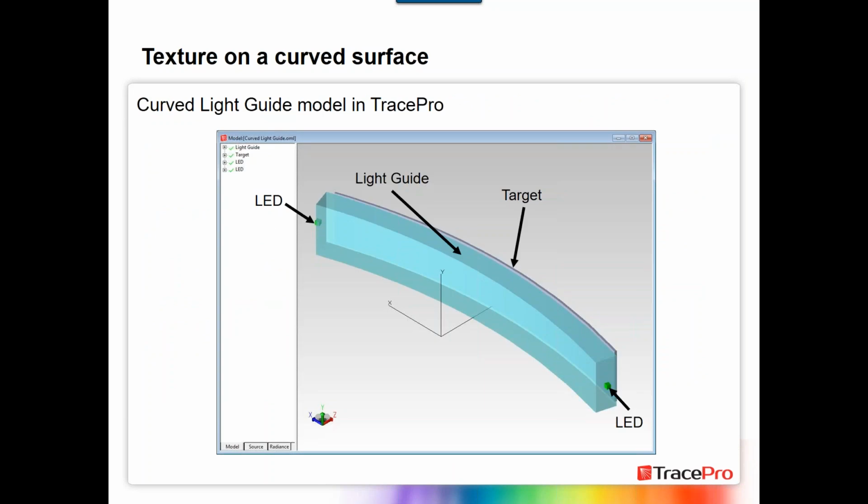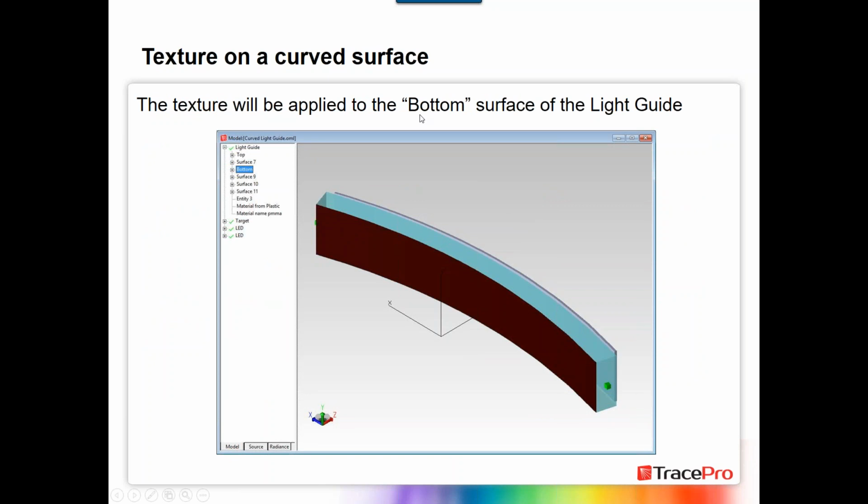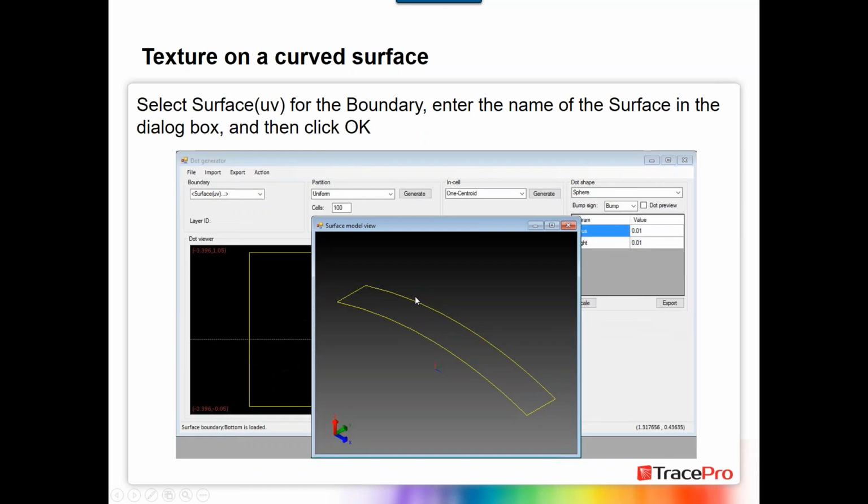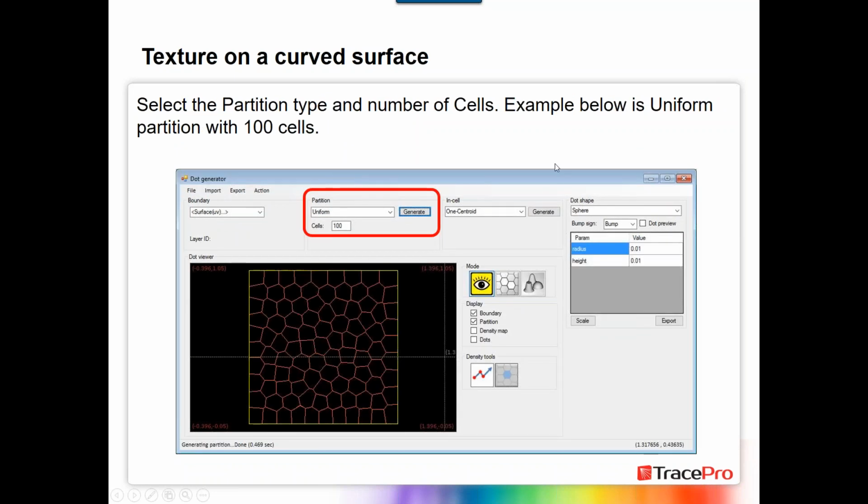So here's a quick example of setting that up. Here's a curved light guide, the light guide target LED. We're going to apply the texture to the bottom of the light guide. And the way I do that is I come in on boundary and I select surface UV. Enter the name of the surface, bottom, and then click OK. Here's that surface in the surface model view window that opens up. I can then partition that surface. In this case, it's 100 cells, uniform distribution.